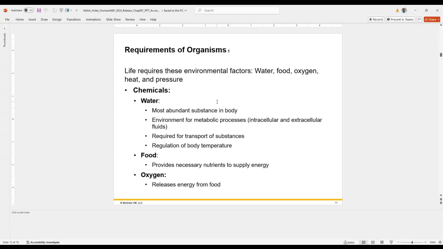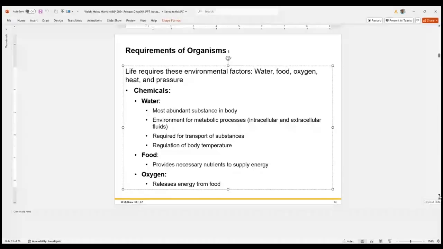Okay, food, as I said, is another chemical. It provides nutrients to supply energy, and then oxygen is a major requirement to help release energy from the food when we talk about cellular respiration.